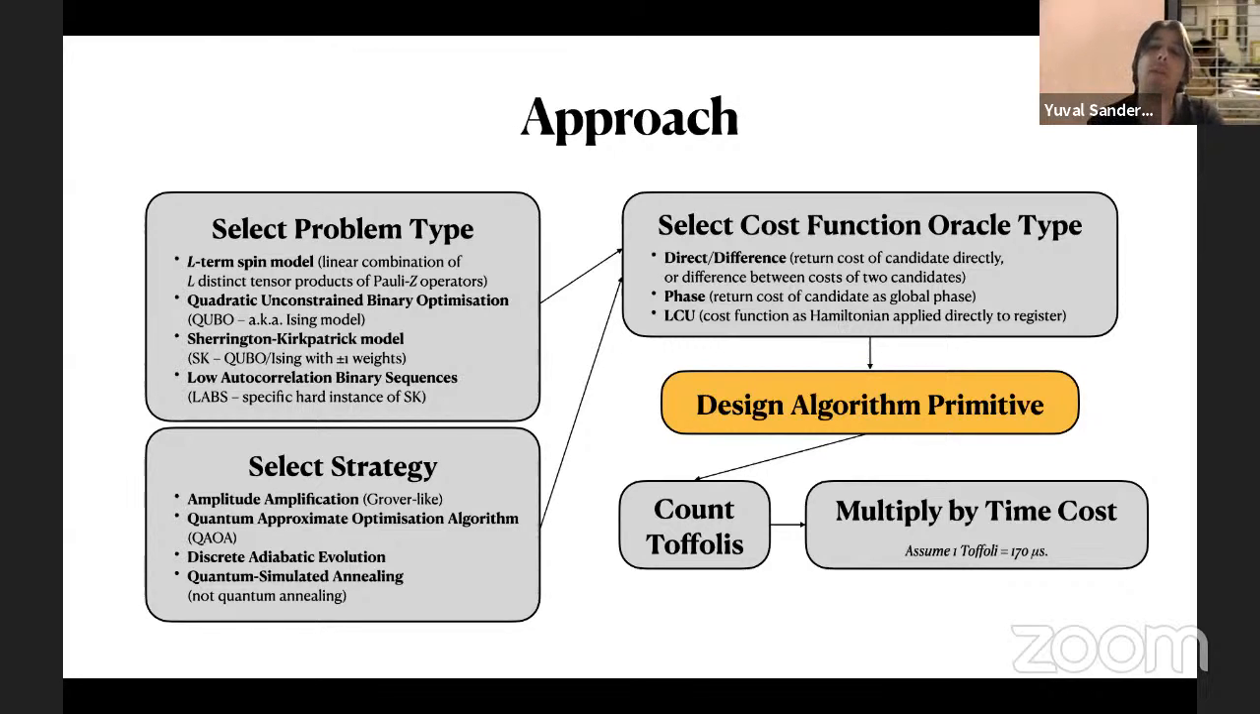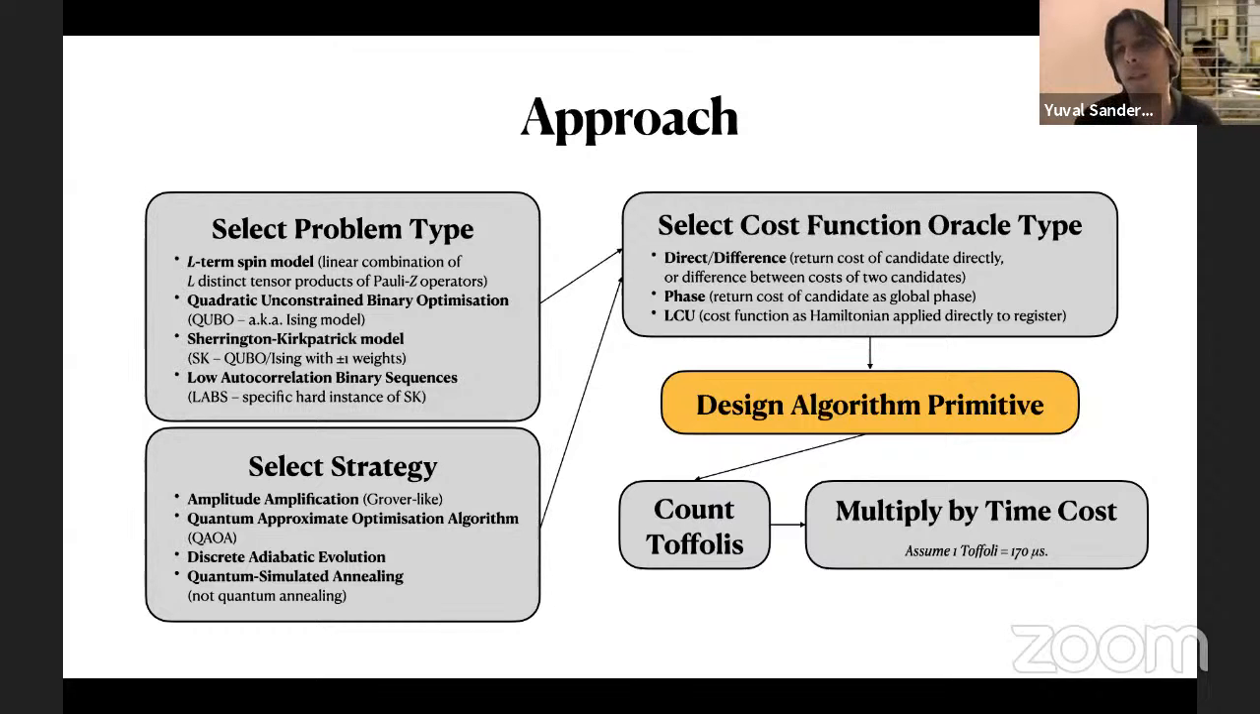Then once we design the algorithm primitive, we take a breather, and then we count the number of Toffolis that algorithm primitive requires. And then to give a crude estimate for how well an early quantum computer would do, we're just going to multiply by a time cost. And there's a little bit more to it than that. How many physical qubits per logical qubit, and there's actually a slightly more esoteric issue that I'll mention briefly later.